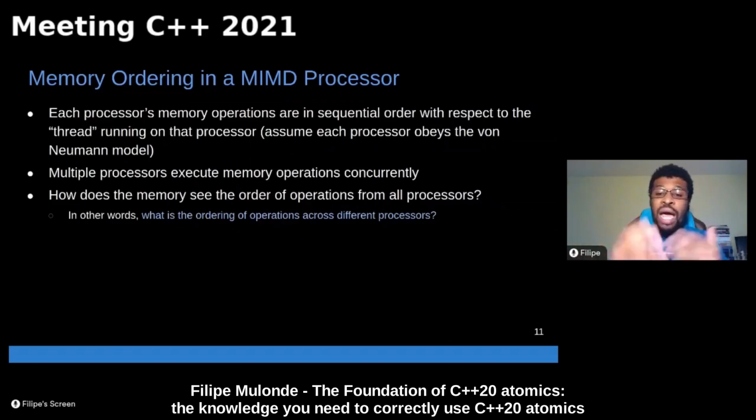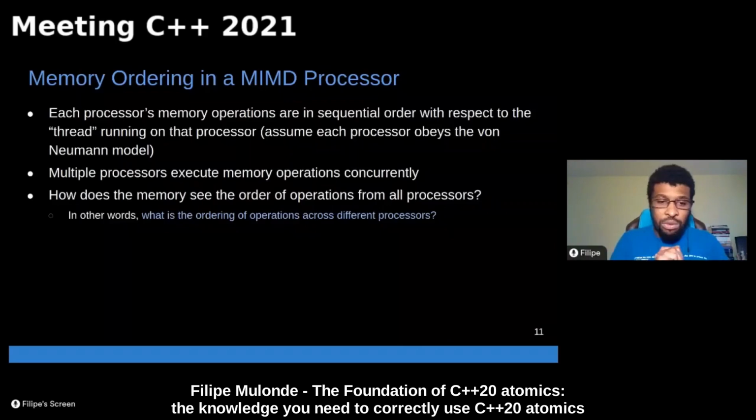So the microarchitecture can perform optimizations that preserve the semantics of a single thread and also update the architecture state in the program order specified by the program. And also here, multiple processors can execute memory operations concurrently. So the question is, how does the memory see the order of operations from our processors? In other words, what is the ordering of operations across different processors?